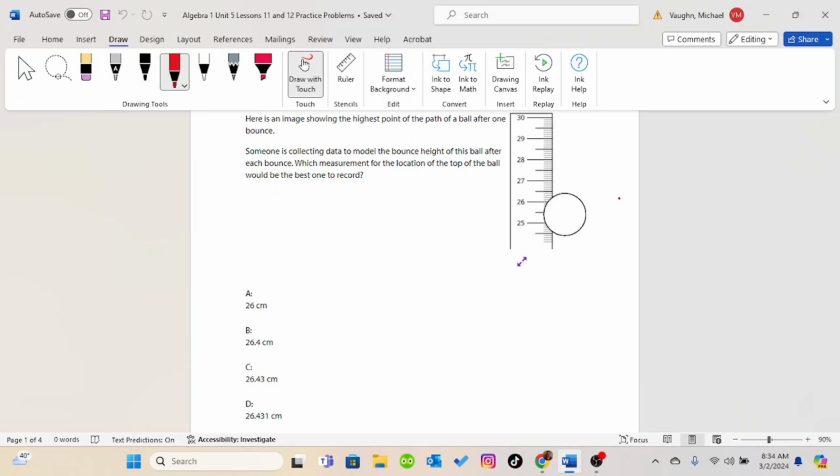Here is an image showing the highest point of the path of a ball after one bounce. Someone is collecting data to model the bounce height of this ball after each bounce. Which measurement for the location of the top of the ball would be the best one to record? So if we look at A, it says 26 centimeters, which would be this point right here.